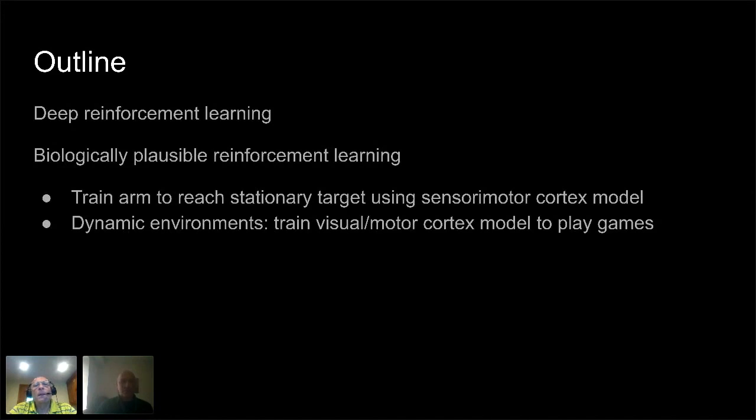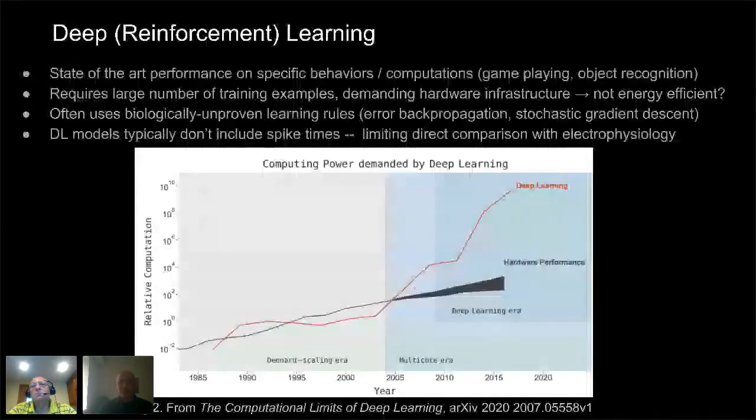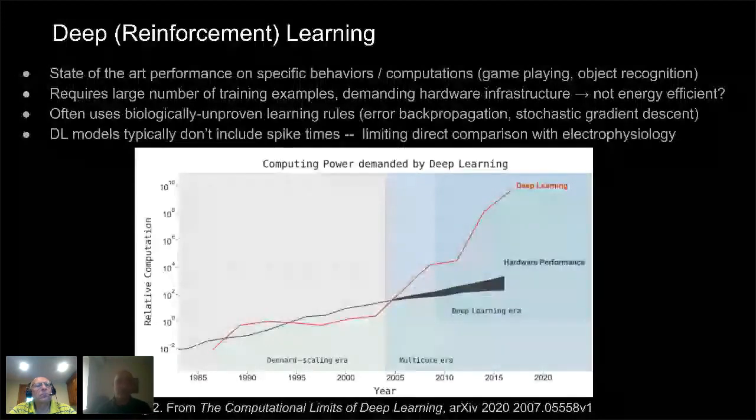So deep reinforcement learning, of course, has very impressive performance. It's state of the art in specific behaviors and computational tasks, including game playing, like Bill mentioned in the game of Go. And it became kind of famous when they trained these deep reinforcement learning networks to play the Atari games using just the pixels, basically, and then a feedback signal. And they've also been used a lot recently for object recognition. So Google image search, for example, uses some of these deep learning algorithms. But they do have certain problems.